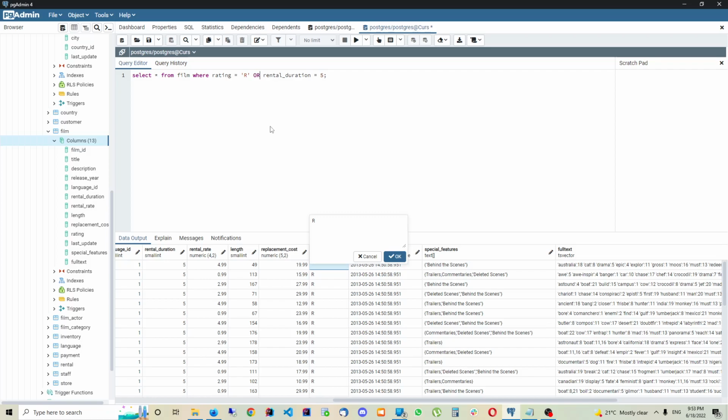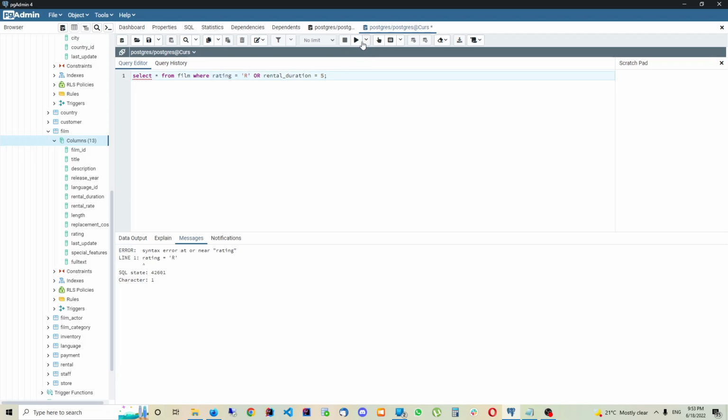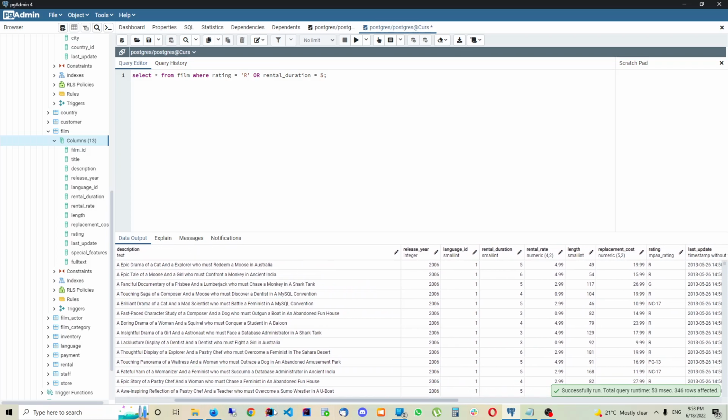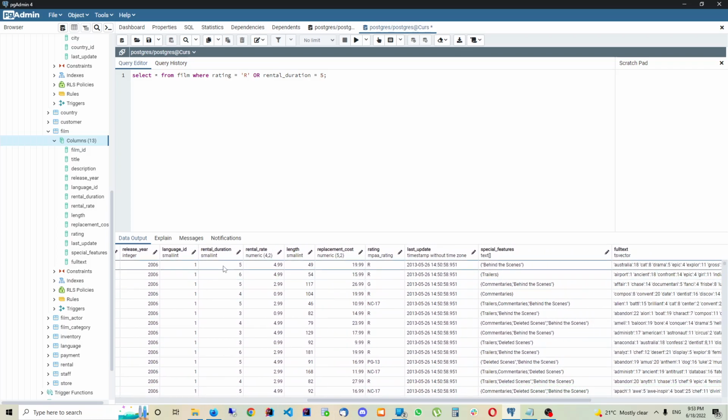And OR, what does OR mean? OR means one of them will give me all the movies that have either rating R or rental duration 5. So only one condition needs to apply. For example, if I fire this, you can see here that I have 347 rows, and I have movies that have rental duration 5, and also I have movies that don't have rental duration 5, there are 6, but it has the rating R. So it will get all the rows where one condition is met. This is what OR means.